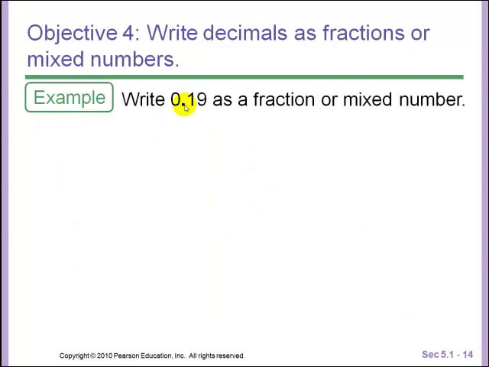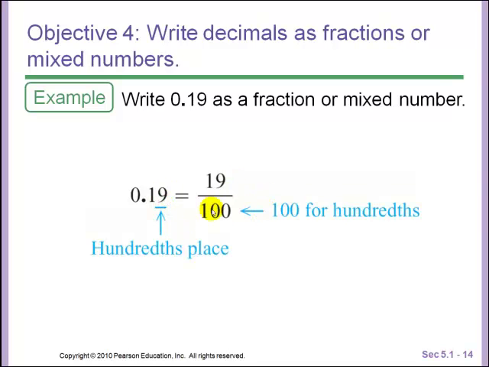Now we will write the decimal 0.19 as a fraction. 0.19 is 19 hundredths, because it ends in the hundredths place. So that's 19 over 100. Again, notice there were 2 decimal places, which means we have 2 zeros.